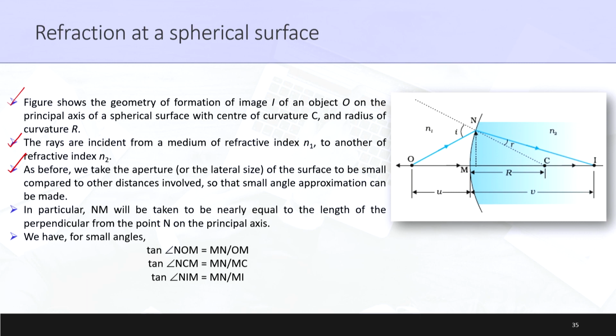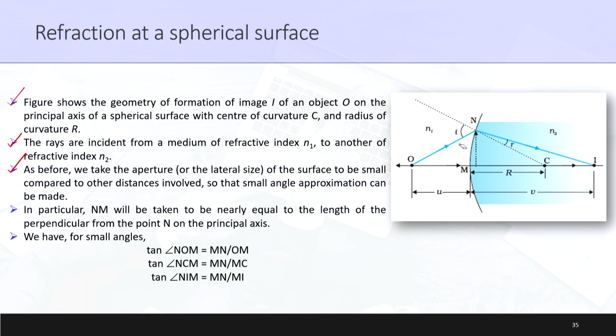Next, in particular, NM will be taken to be nearly equal to the length of the perpendicular from the point N on the principal axis. So, the same thing is also being applied here. This NM can be taken as equal to the length of the perpendicular from the point N to the principal axis. So, we are assuming that this point and this point are very near to each other. Basically, we are assuming that the perpendicular from any point on the spherical surface touches the principal axis at the point M. M is on the spherical surface. So, this is again the assumption.